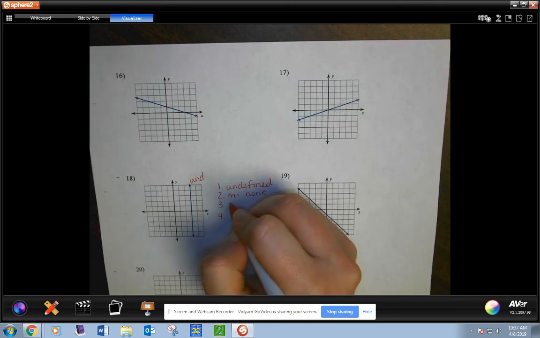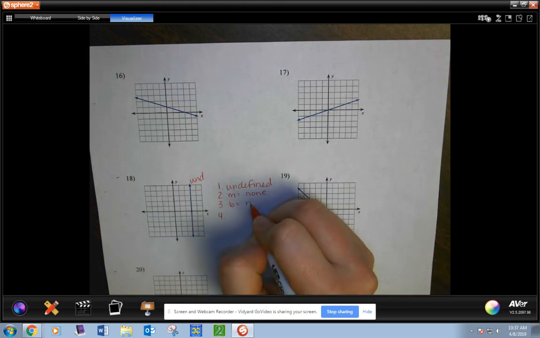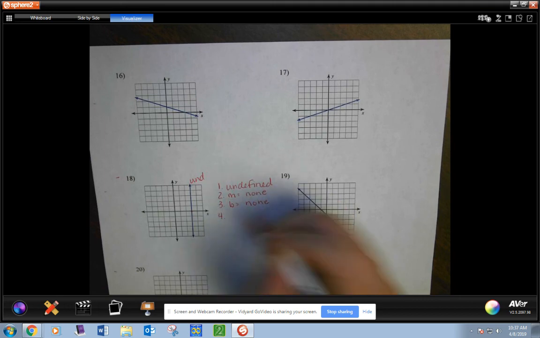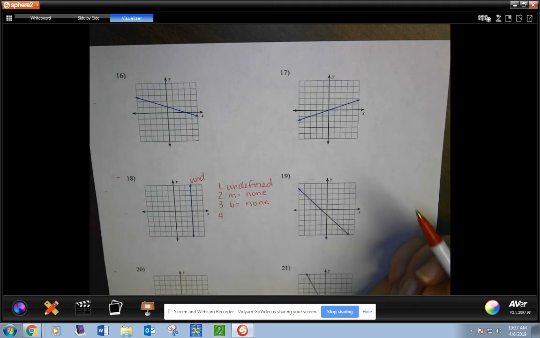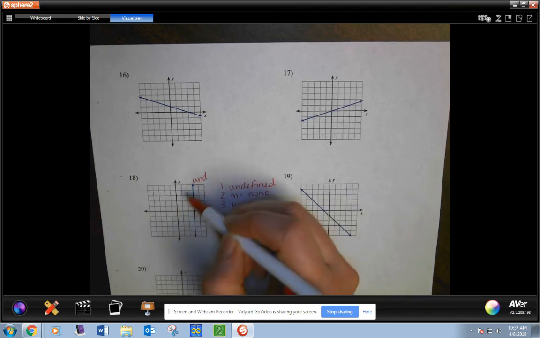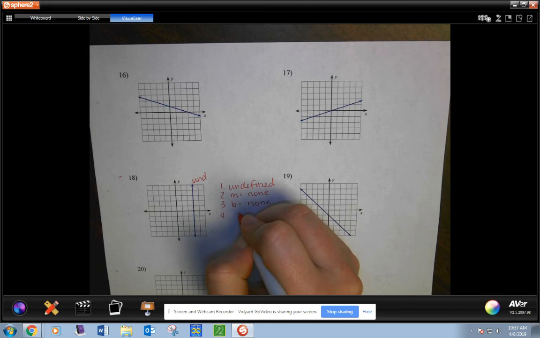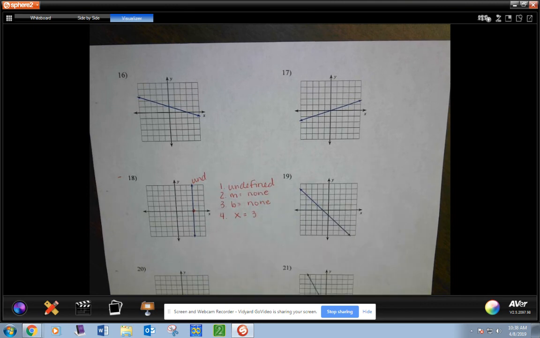Okay, now your y-intercept, again, it's not crossing the y-axis, so I put none. So when I plug in my equation, I don't have an m, I don't have a b, so this is not a y equals equation, but there is still an equation for this line. If you look, this line is crossing the x-axis. So I put x equals, and I put where it crosses x at, which is at 3, and that'd be the equation of my line.